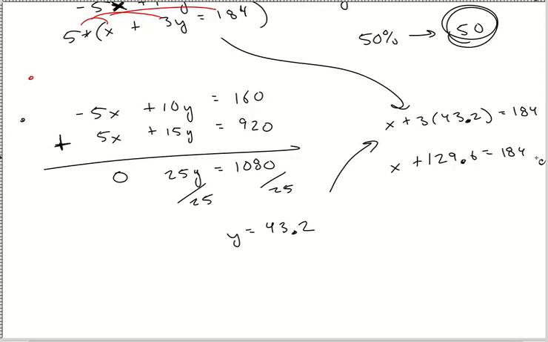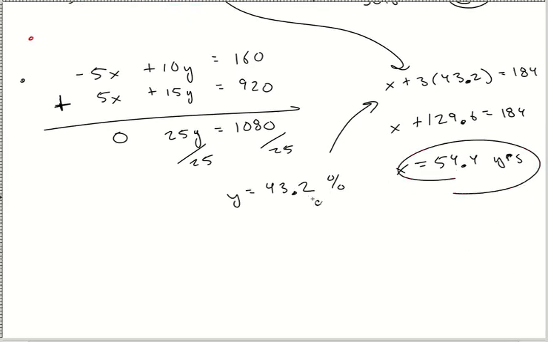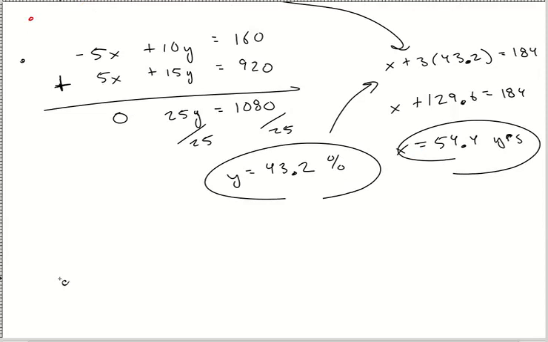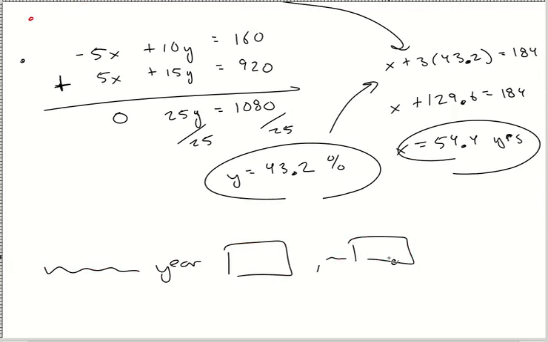Subtract on both sides. And I got x is equal to 54.4. And now this is in years. So this is a percent, and this is years. Cool. Now, how do I put this all together? So they're going to have words in the year of box, and then they're going to have a percentage.